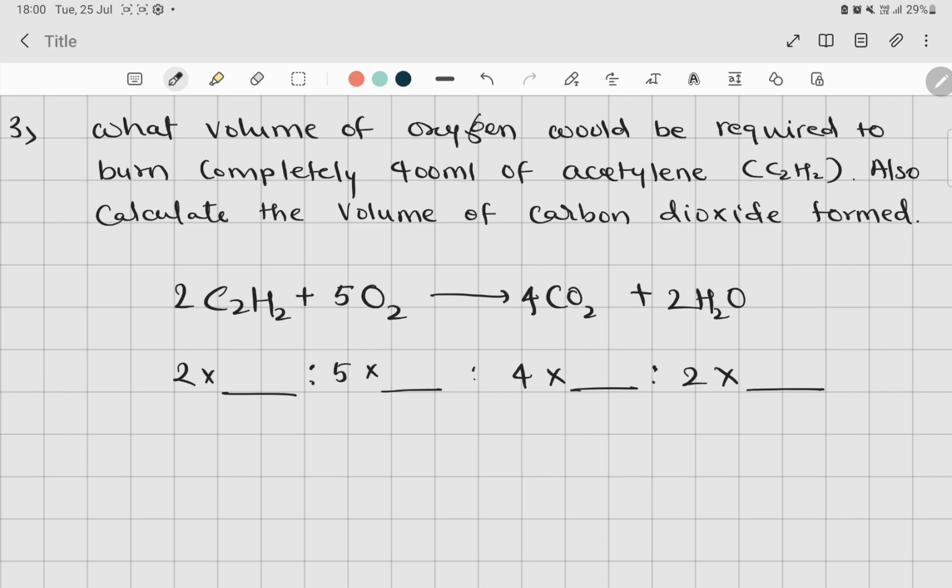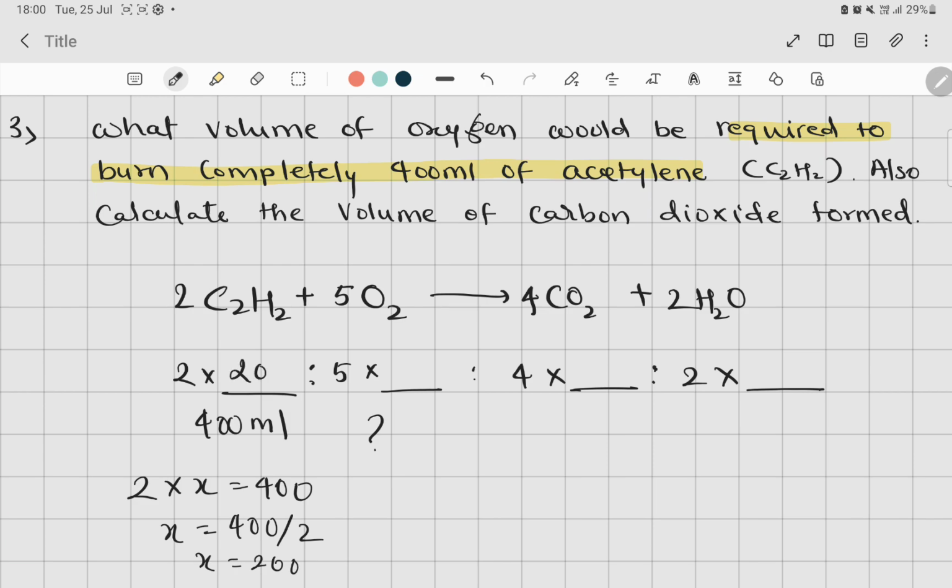The next question is what volume of oxygen would be required. We have to find the volume of oxygen required to burn completely 400 ml of acetylene. The volume of acetylene is given as 400 ml. So the answer is very simple: 2 into x equals 400, so x equals 400 by 2, that means x equals 200. We fill in 200 for each. So the volume of oxygen required for the complete burn of 400 ml of acetylene is 1000 ml.